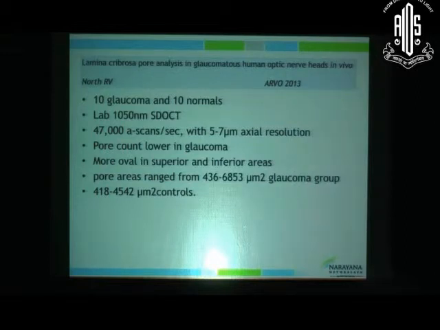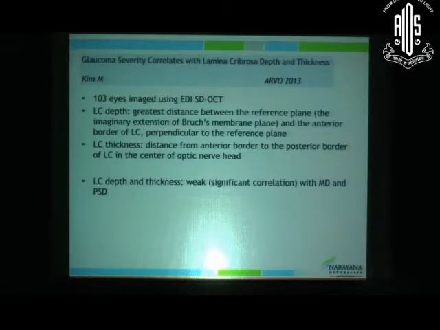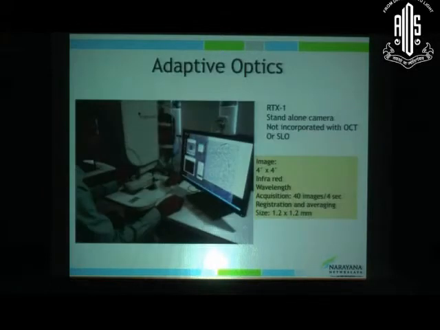However, if you look at the pore areas, you don't see too much of a difference, because there's definitely a certain amount of overlap, and that could be because there were that many fewer patients. Somebody also looked at the glaucoma severity correlating with the lamina cribrosa depth and thickness, and found that both were significantly correlated, but not very strongly, with the mean deviation or the pattern standard deviation.